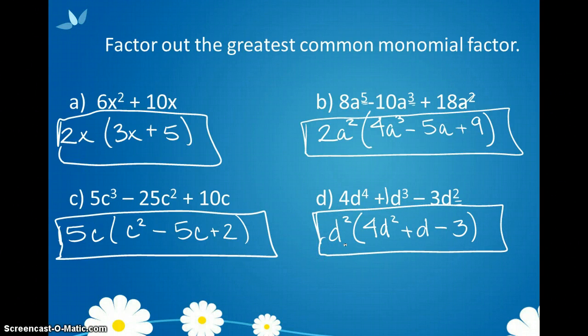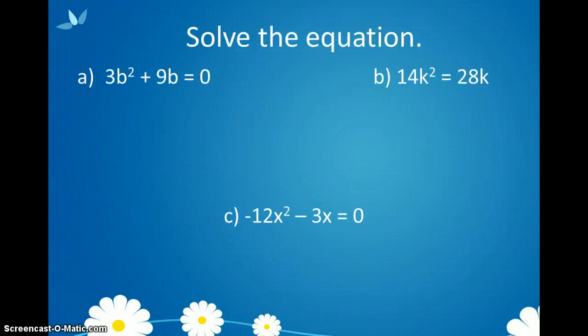And there you have it. One more. Let's go to our last slide here. Solve the equation 8b squared plus 9b equals 0. So in order to solve this, before you try to get any variables by themselves, we're going to go for the zero product property, except we don't have a product yet.